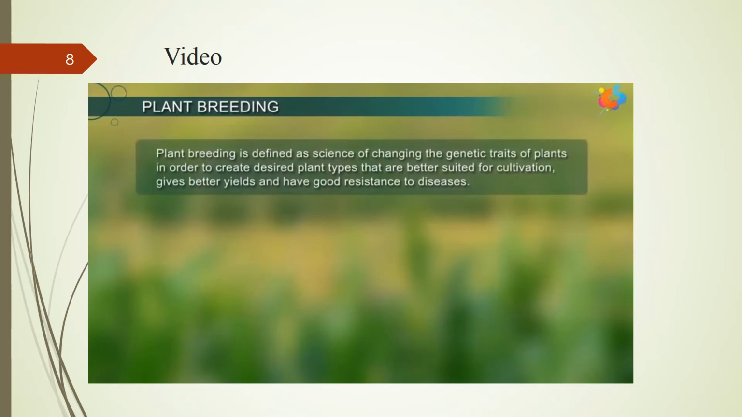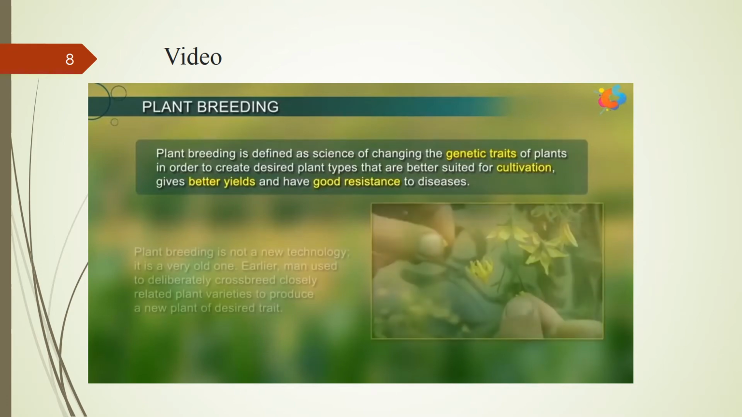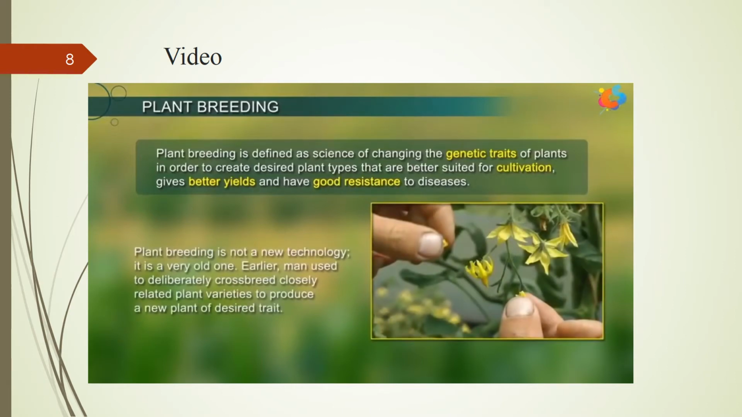Plant breeding is defined as the science of changing the genetic traits of plants in order to create desired plant types that are better suited for cultivation, give better yields, and have good resistance to diseases. Plant breeding is not a new technology. It is a very old one. Earlier, man used to deliberately crossbreed closely related plant varieties to produce a new plant of desired trait.